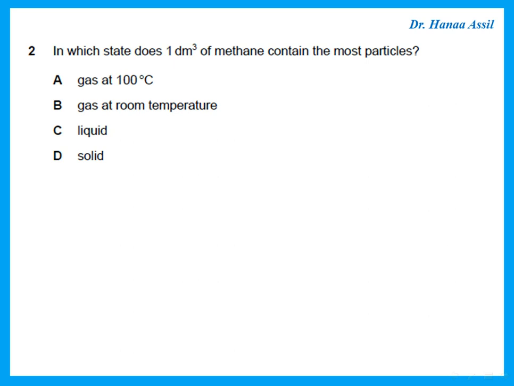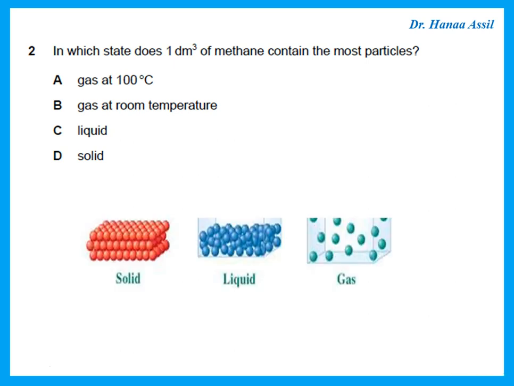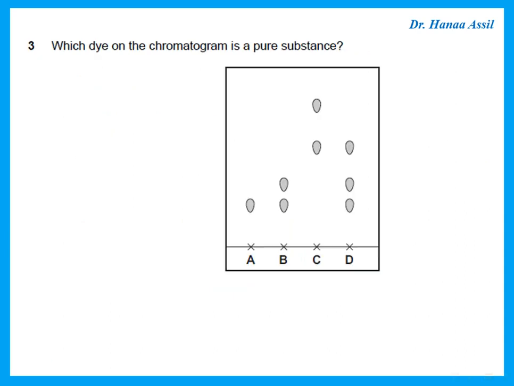In which state does 1 decimeter cubed of methane contain the most particles? Okay, if you look at this, if I have a solid and a liquid and a gas, and they are all in the same volume, which of these will have more particles? Of course, the solid is the one in which the particles are closely packed, so I can pack in more particles in that volume than for liquids and for gases.